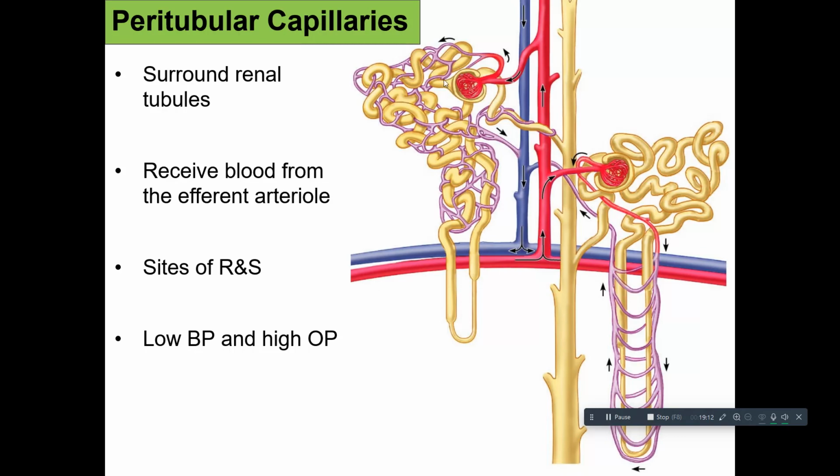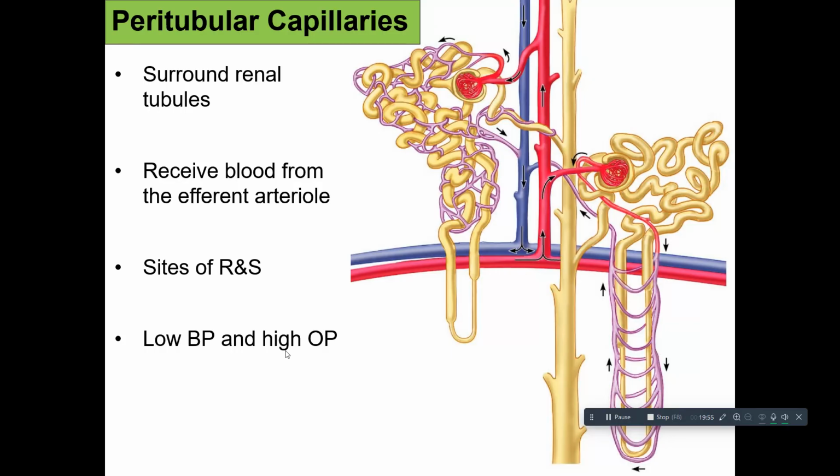All right, the peritubular capillaries, like their name suggests, peritubular, around the tubules. They surround the renal tubules, basically the proximal and distal convoluted tubules. And these capillaries are getting blood from the efferent arteriole, and we see them emptying into the interlobular vein. Now, because they're around the convoluted tubules, they are, of course, involved in reabsorption and secretion. In fact, they've got a low blood pressure and a high osmotic pressure, and that really helps them reabsorb water.